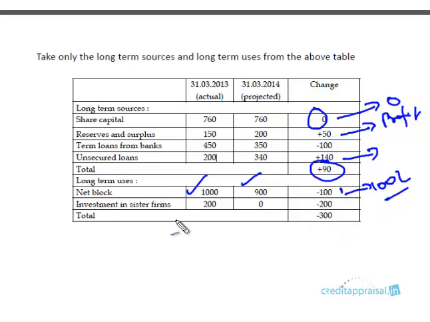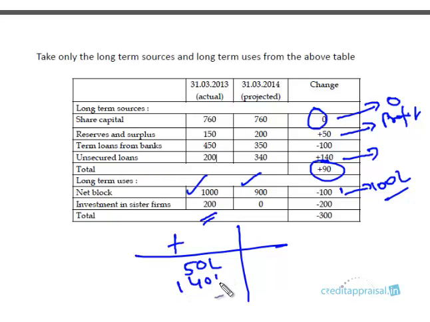Investment in the sister firm. Last year, the company had an investment of 200 lakhs in a group company. Now, the company is saying we'll get back that amount. So, we are no more going to invest in that firm. We are going to get back our fund. So, that will release some 2 crores into the system. Right? So, essentially, what the company is saying is the inflows will be: we'll get some 50 lakhs profit from this year's operations, we are going to raise 140 lakhs from our friends and relatives as unsecured loans, and we also are going to withdraw our investment in the group of 200 lakhs, okay?